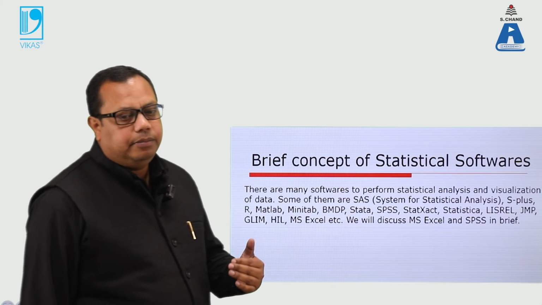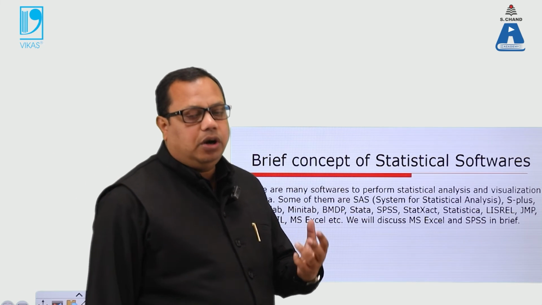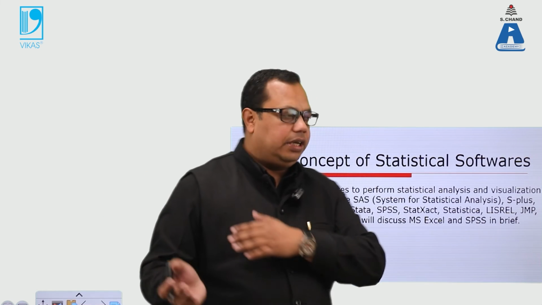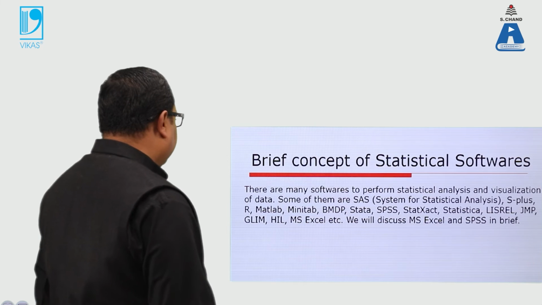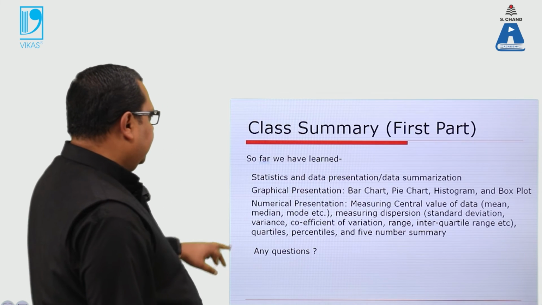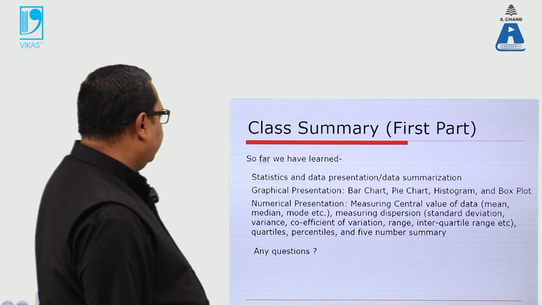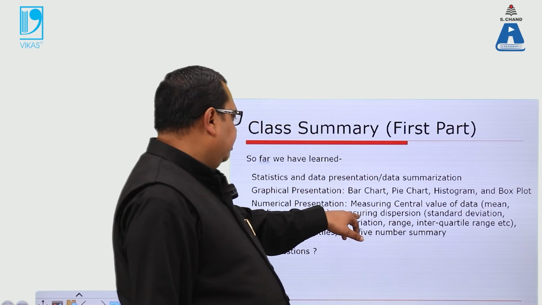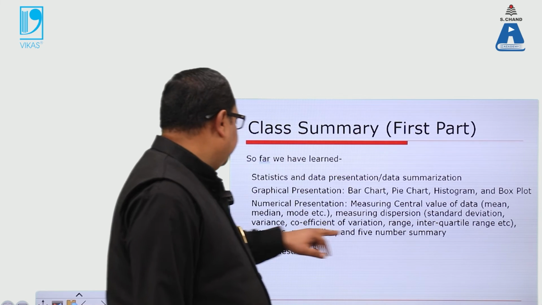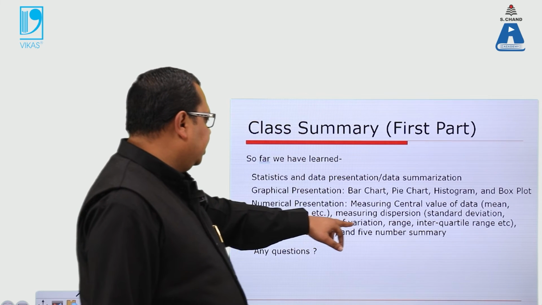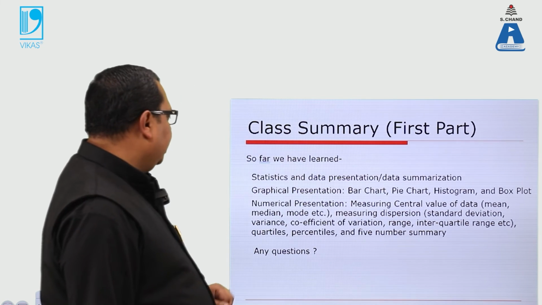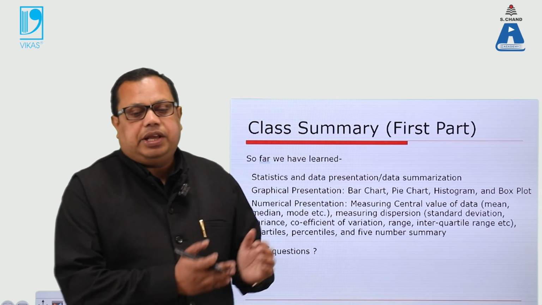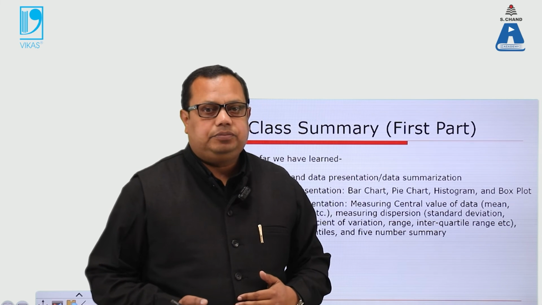Again, I am repeating that from the small calculation, we come to the different calculations. As we can see, we have done these kinds of calculations: graphical values, then measures of dispersion, standard deviation, variance, coefficient of variation, range, then quartile values, percentile, the 5-number summary, and all that. The same has to be implemented in the software.